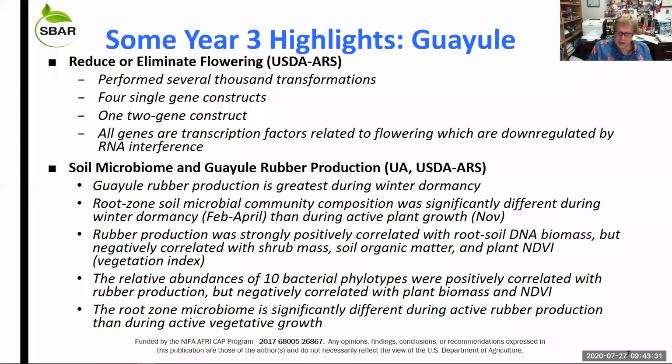There will be talks on each of these areas, so I will be brief. For the work to reduce or eliminate flowering, transformants have been made, and there are thousands of transformations being tested at this time. The soil microbiome work is fascinating, and the results are beginning to come in. Interestingly, they are finding that the root zone microbiome is significantly different during plant dormancy and active rubber production than it is during active vegetative growth.